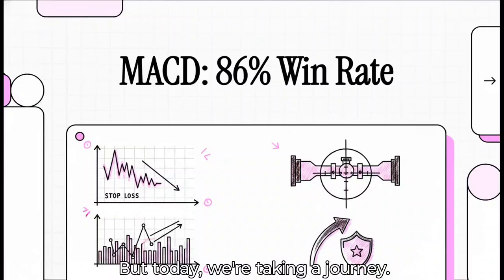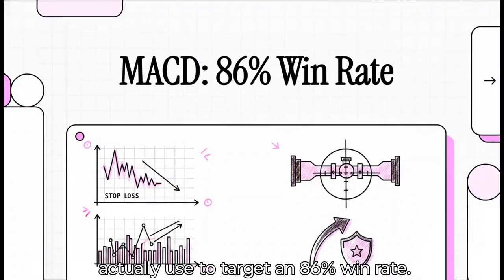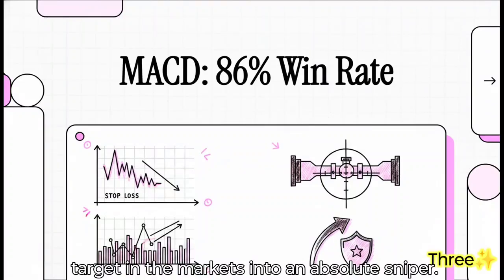But today, we're taking a journey. We're going from a basic understanding of the MACD indicator all the way to an elite, institutional-level strategy that professional traders actually use to target an 86% win rate. So let's dive right into this and turn you from a target in the markets into an absolute sniper.